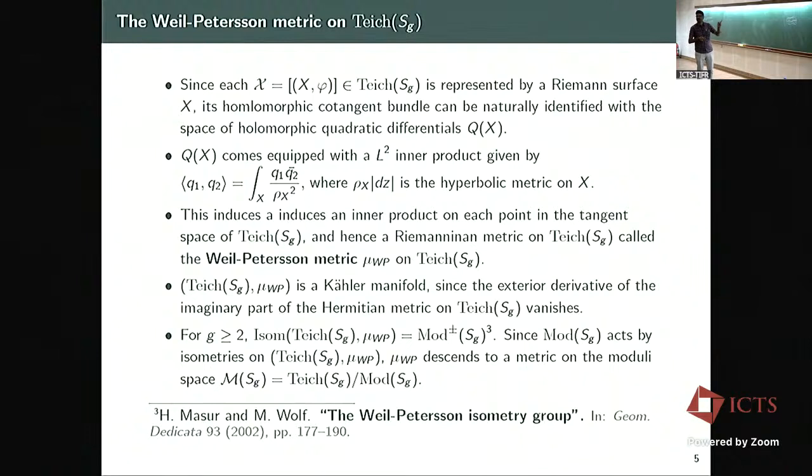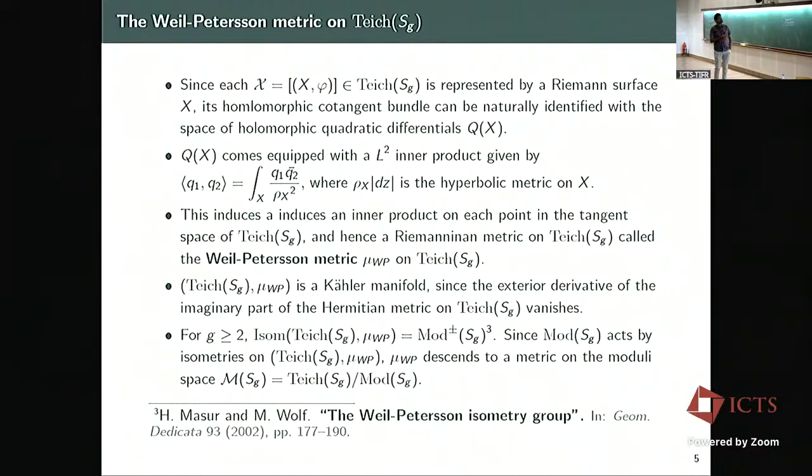Now let's talk a little bit about the Weil-Petersson metric. So again, this has been discussed in this conference already. And so I'll just do a quick review of what has been said. So how does this metric come about? So basically you take any structure or any class in Teichmüller space, it's represented by a Riemann surface, and its cotangent bundle can be identified with the space of holomorphic quadratic differentials.